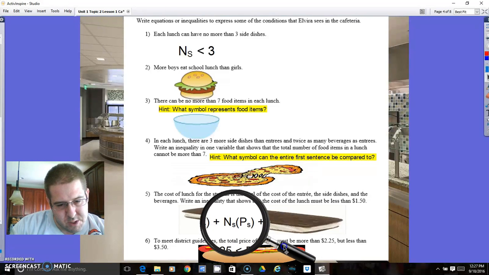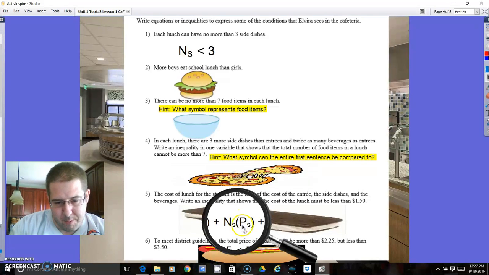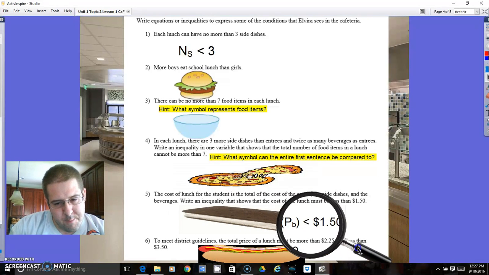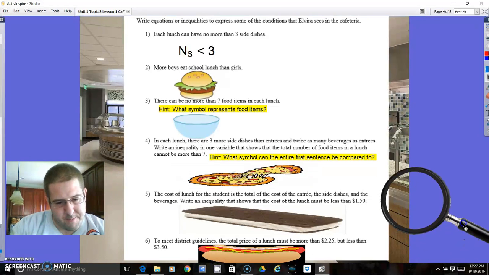Plus the price of the sides. Once again, assuming you're only getting 1 side, we would only need P sub S. But if you get more than 1, let's say you get two sides, then it will be 2 times that. And this would be for beverage. This is sides, so this is entree, sides, beverages. Put it together, it has to be less than $1.50.